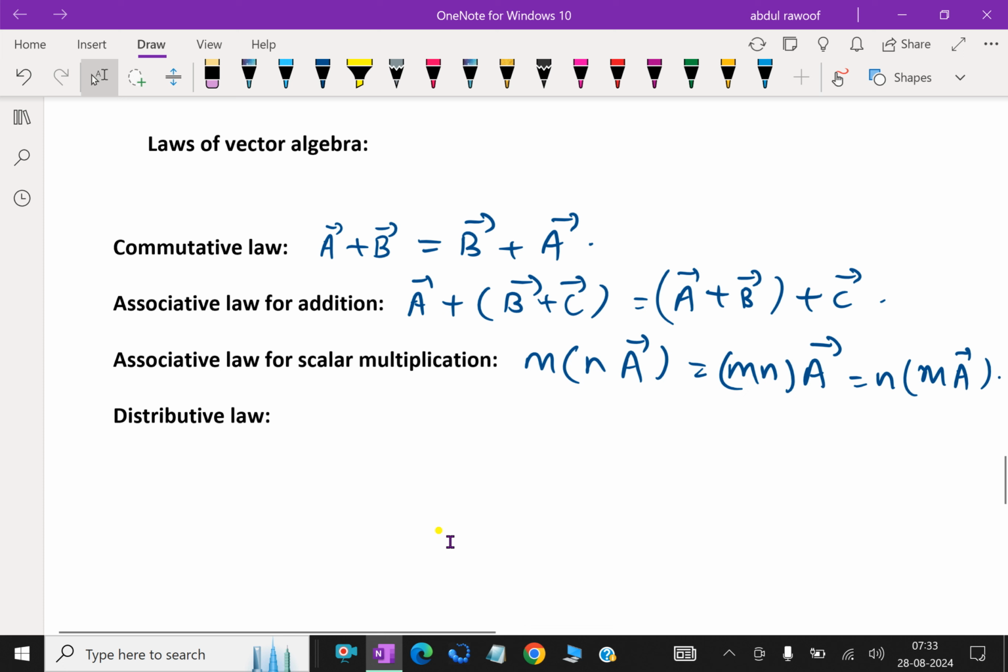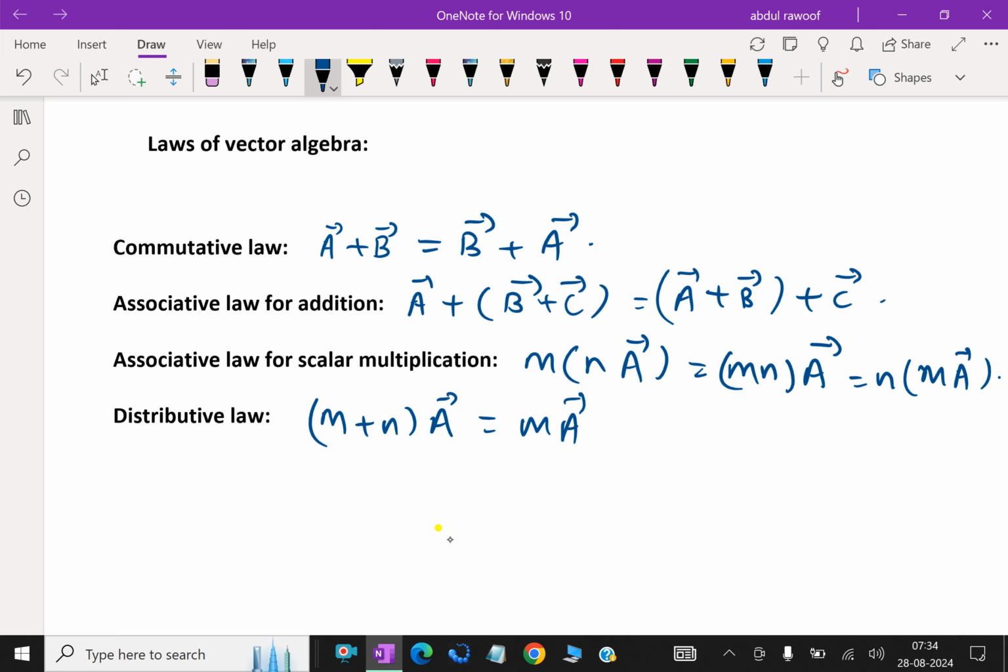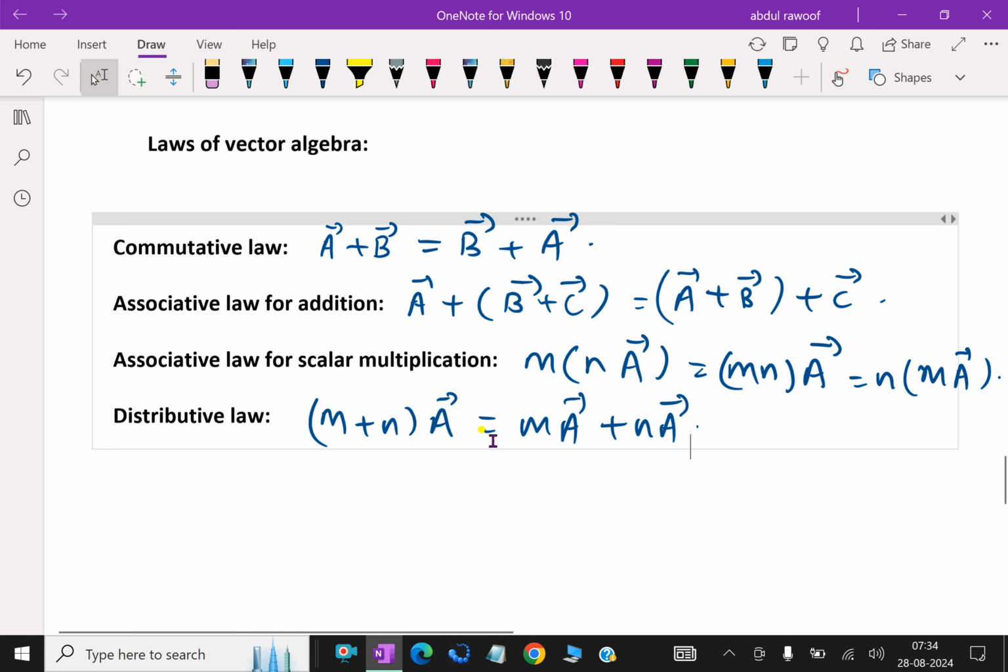Distributive law. Look here, suppose M plus N, both scalars, multiplied with vector A is represented by M into vector A plus N into vector A. That is, M plus N is also distributed as M vector A plus N vector A.